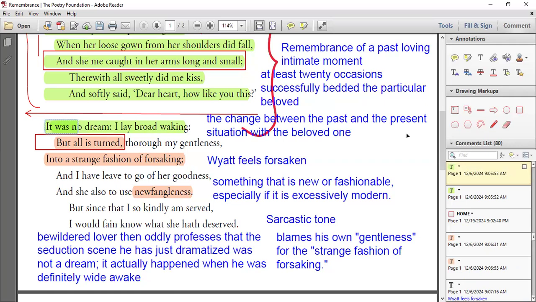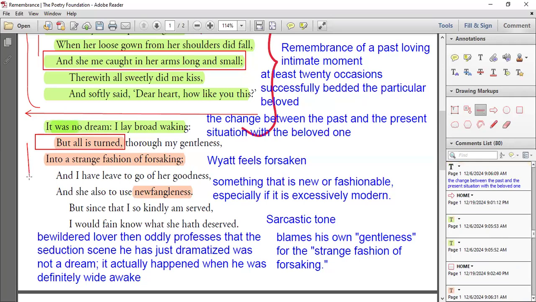How is the lady going? Look at the way he is describing the lady's behavior, the strange behavior of the lady. Now, the lady is behaving in a strange fashion of forsaking. She is forsaking me. I am forsaken.